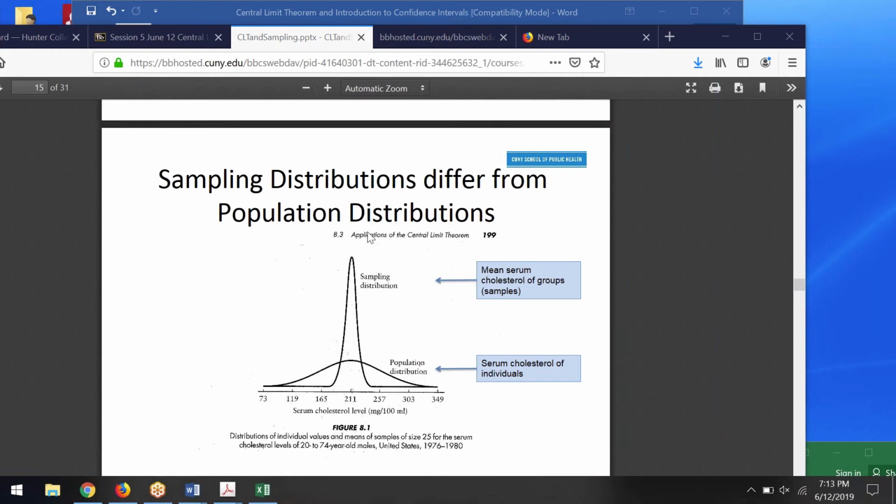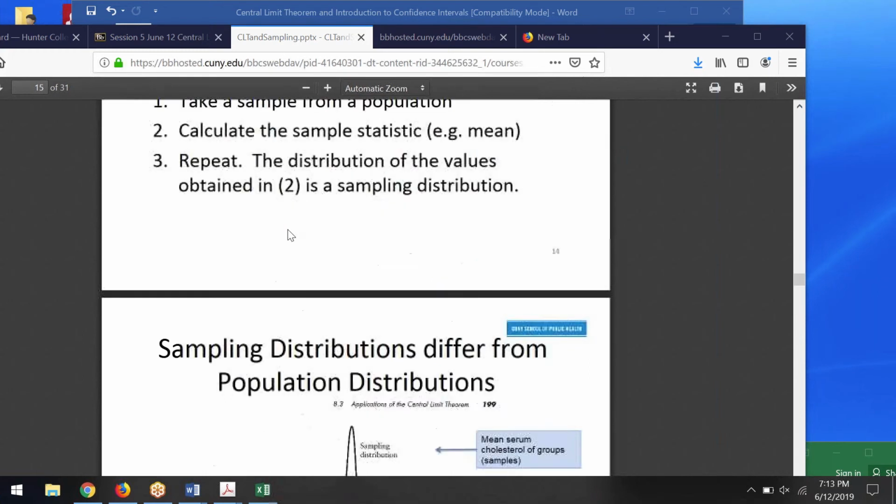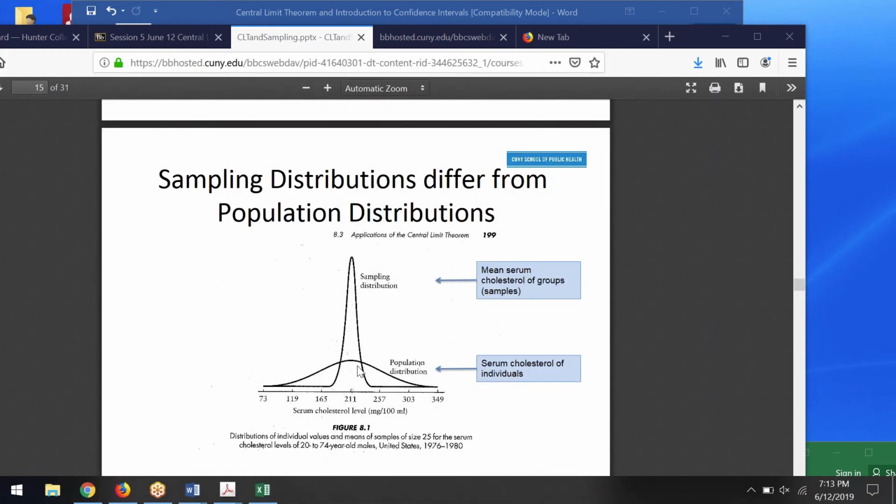Okay, so what about if, instead of that, let's say that I take repeated samples of size 25 from a population that has a mean serum cholesterol level of 211, right? And a standard deviation, let's see, for serum cholesterol levels of 20 to 74-year-olds.